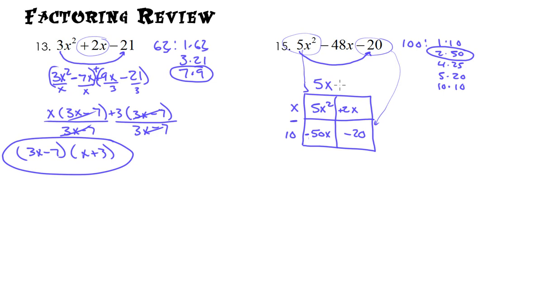And this is positive 2, so this can be plus. And then 2x and 20 both have a 2 in common. So that means our factors are 5x plus 2 and x minus 10. Okay?